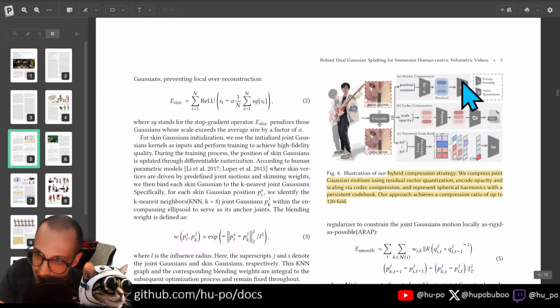So it's a very hand-engineered, anti-bitter lesson kind of mindset where you're like, okay, what's the best way to compress the position and the rotation? Motion compression. What's the best way to compress the scale and opacity parameters? Codec compression. What's the best way to compress the spherical harmonics? Codebooks, right? And actually, we were literally just talking about residual vector quantization, right?